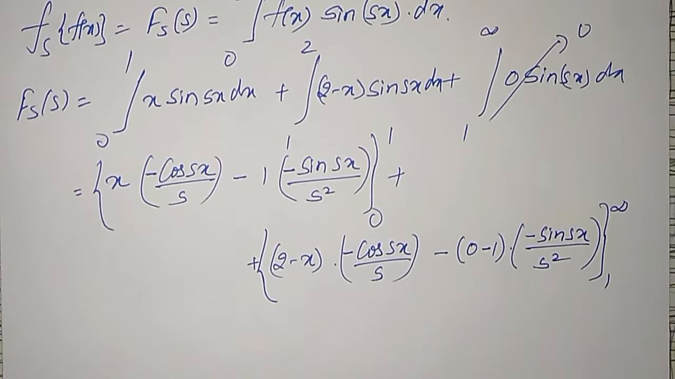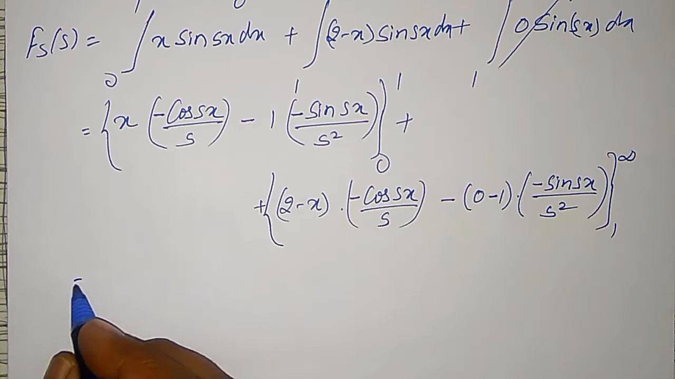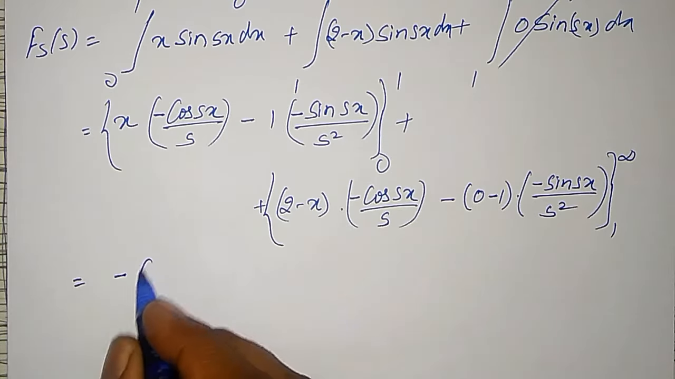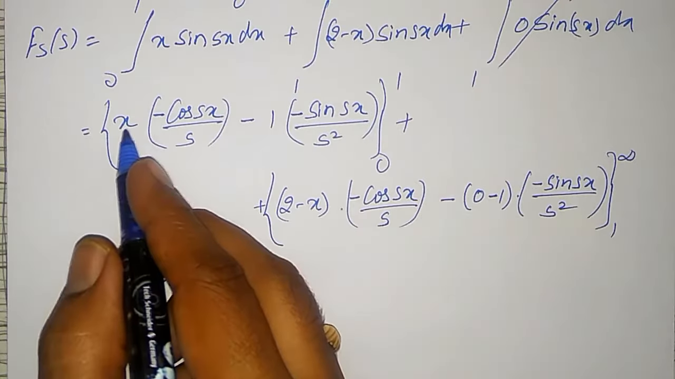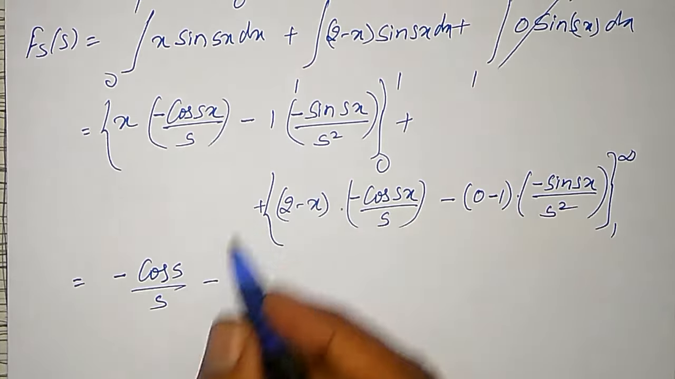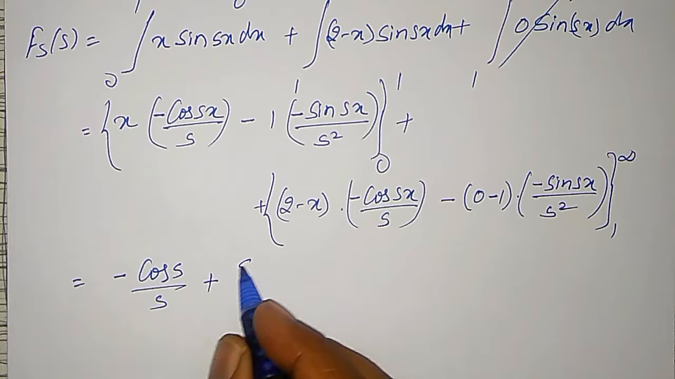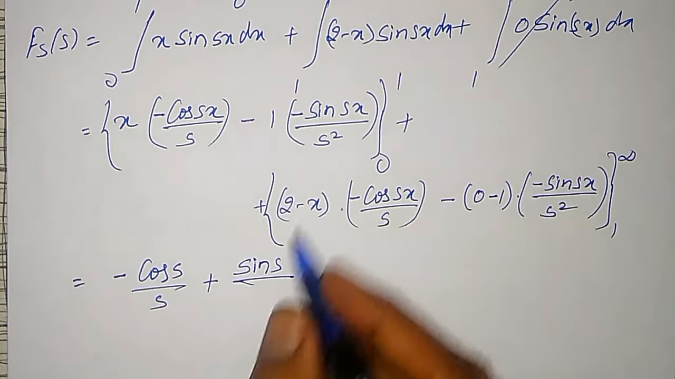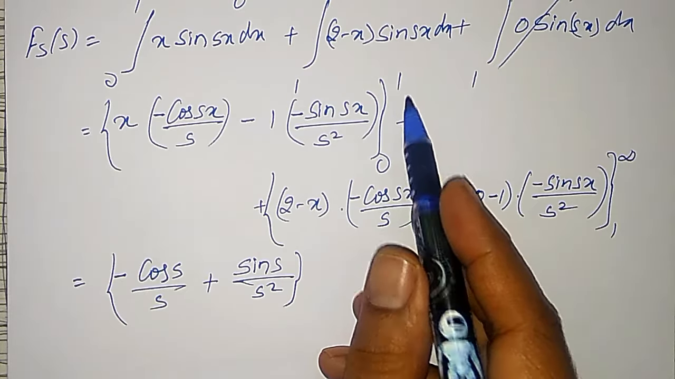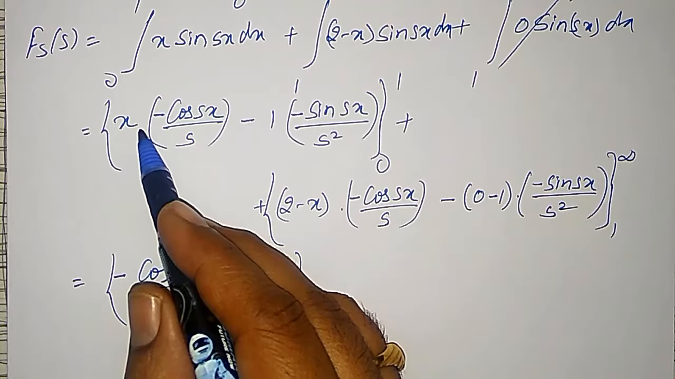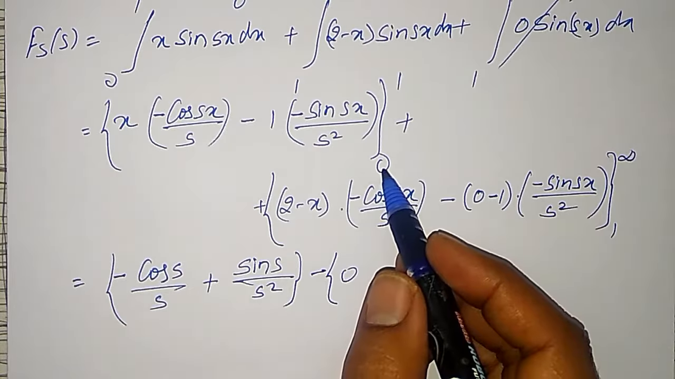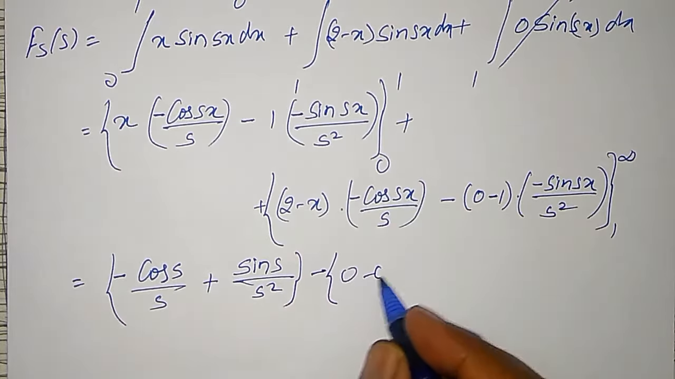Now I have to substitute the upper limit and lower limit and evaluate. For the upper limit, x equal to 1 first: minus cos s divided by s, minus of minus, plus sine s divided by s square. This is for the upper limit x equal to 1. Now for the lower limit x equal to 0, the first term becomes 0, the second term sine 0 is again 0, minus 0.